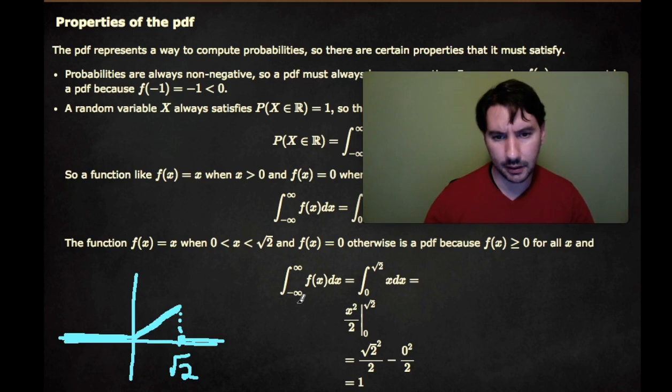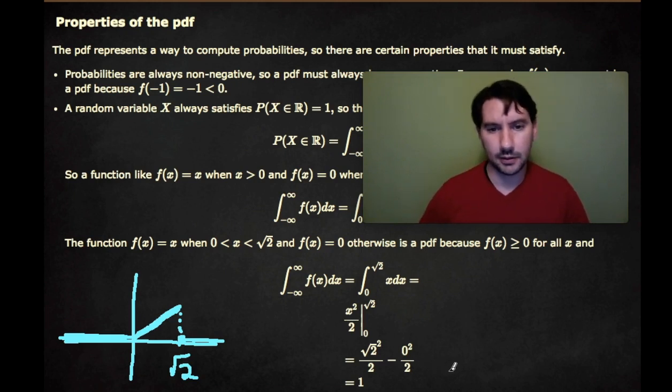So we can check it if we integrate from -infinity to infinity of f(x) dx. Well, the function is 0 everywhere except on the interval from 0 to the square root of 2. And on that interval, it's just x. So we have the integral from 0 to root 2 of x dx, which is x squared over 2 from 0 to root 2, which is root 2 squared over 2 minus 0 squared over 2, which equals 1. So since that function f(x) is always bigger than or equal to 0, and it integrates to 1 over the entire real line, that is a valid PDF for a random variable.